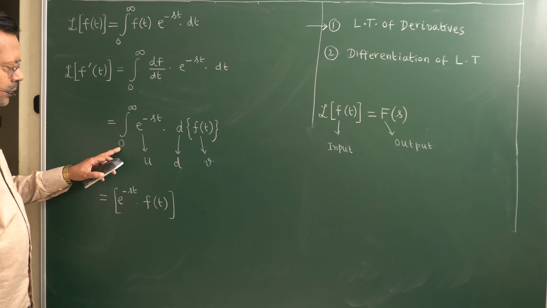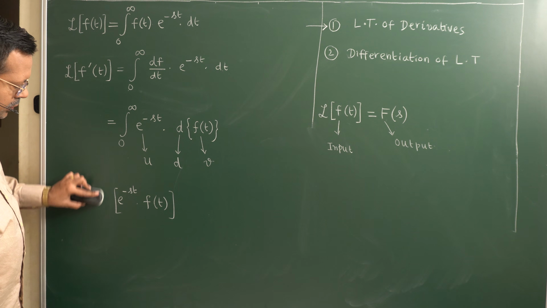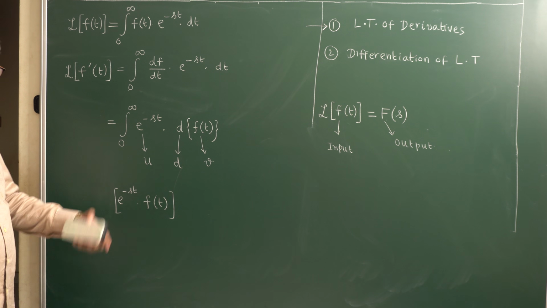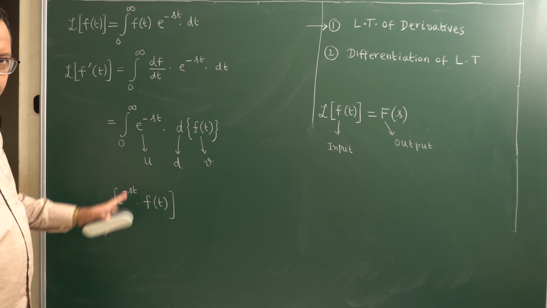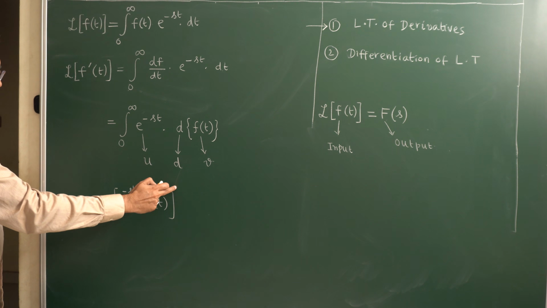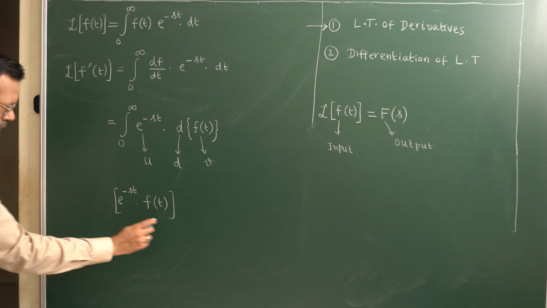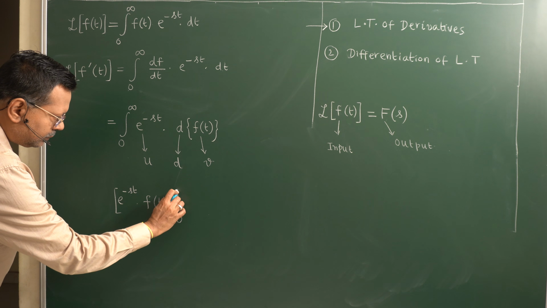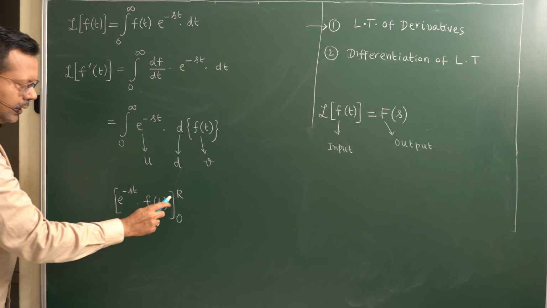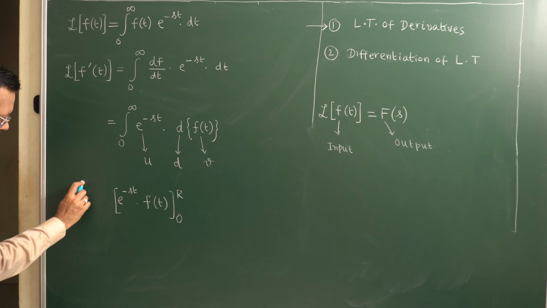Here what happens is you have to apply the limits 0 to infinity. Since this is an improper integral, it is not the tradition to directly substitute infinity. I should not write infinity here as the upper limit. For that reason, we write 0 to some finite value r, and this r will approach infinity. That has to be written explicitly.